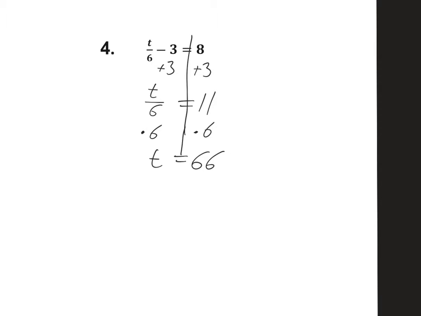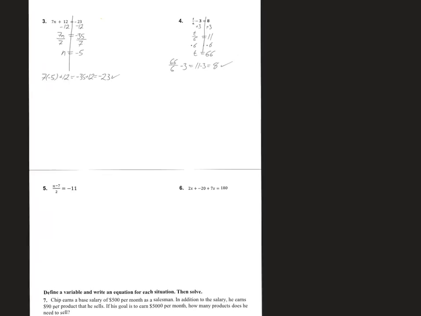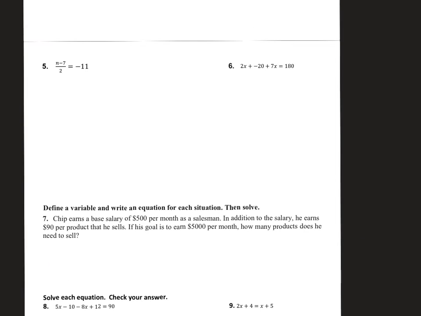Let's double check that that's going to work. So we have, instead of t, I'm going to put 66 over 6 minus 3. Okay, so 66 divided by 6 is 11 minus 3, which is 8, which is the answer that I wanted. So good. We're good on that one. Let's go ahead and go to the next page.